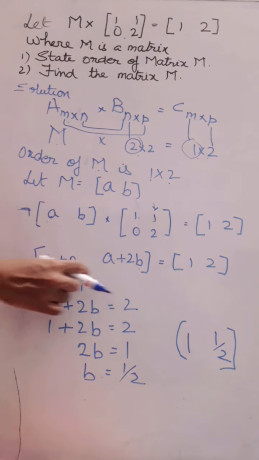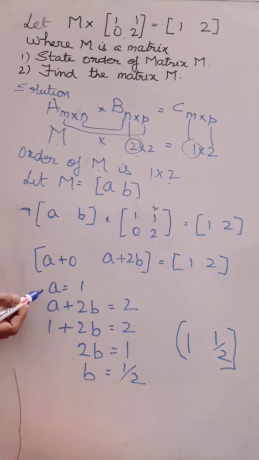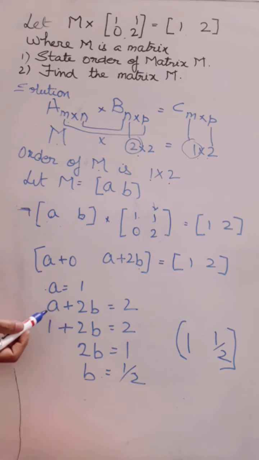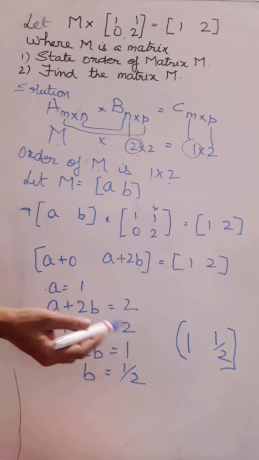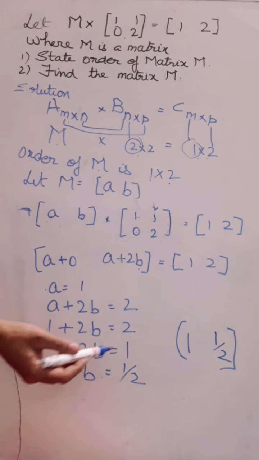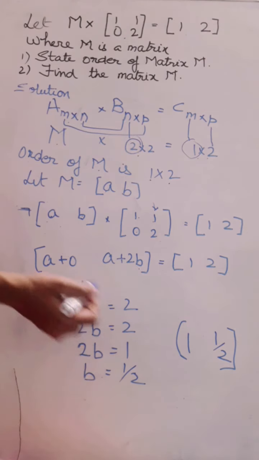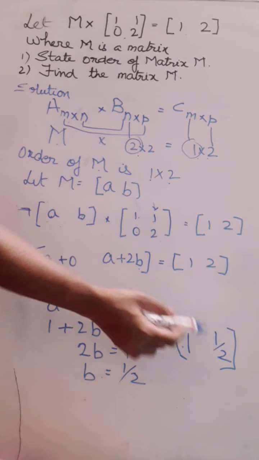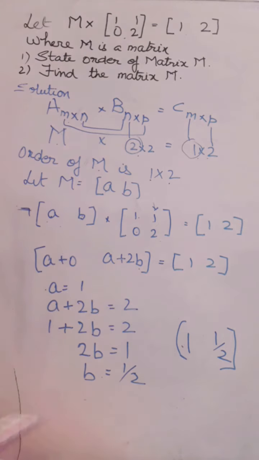So here a plus 0 is equal to 1 and a plus 2b is equal to 2. So a plus 0 is 1 means a is 1, and a plus 2b is 2. So substituting a equals 1 here, I will get 1 plus 2b is equal to 2. Now 1 is subtracted on the other side, so 2b equals 1. So b equals 1 by 2. So our matrix was a, b. The value of a is 1 and b is 1 by 2. So the required matrix's elements are 1 and 1 by 2.